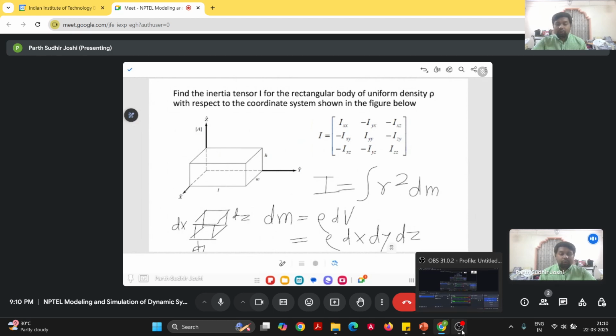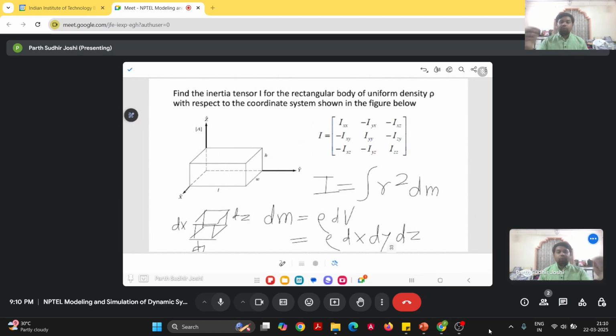We can use a similar approach to find out the moment of inertia across each of the axes x, y, and z. And similarly, we can also find out the off diagonal elements, basically the product of inertia terms here, using the appropriate expressions for the product of inertia, and we can determine all the 9 terms in the inertia tensor.